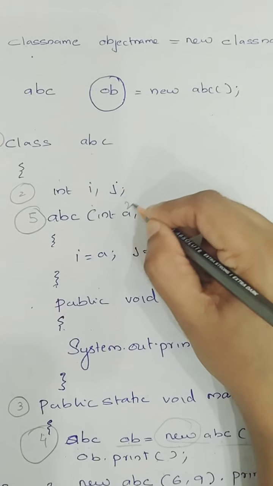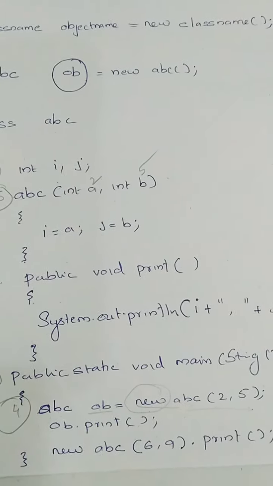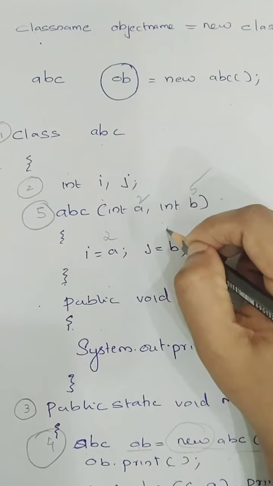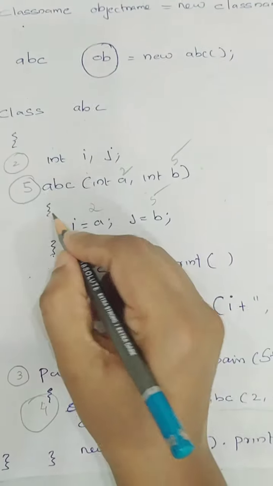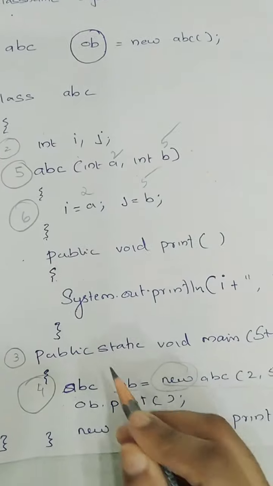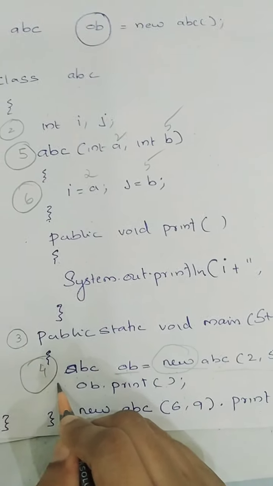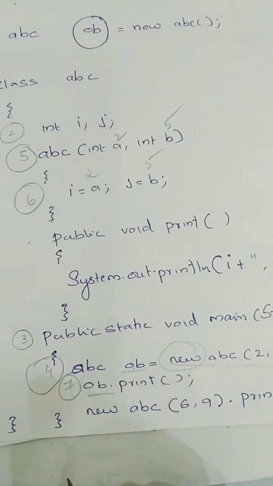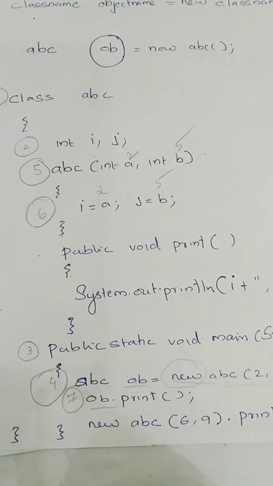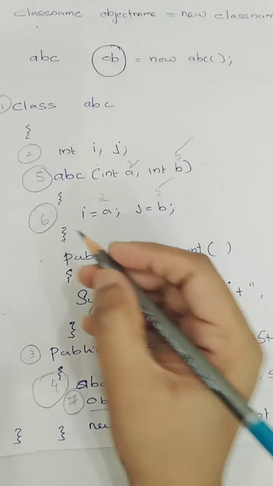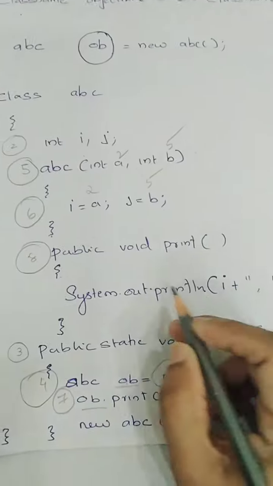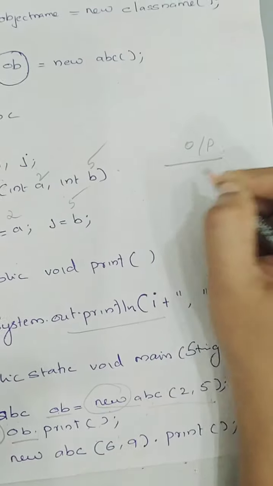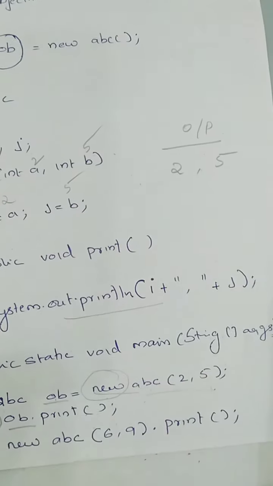A will be assigned the value 2, B will be assigned the value 5 because you are passing 2 and 5. Now i will be assigned 2, j will be assigned 5. After this it again comes to the main method, the calling method, where there is a call by using the permanent object, ob.printf. So automatically it comes to the printf method and it will print i comma j, that is, your output will be 2 comma 5.